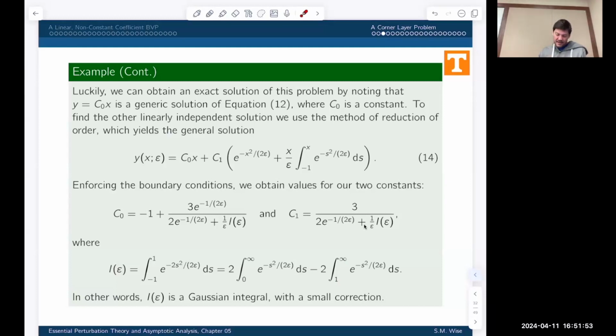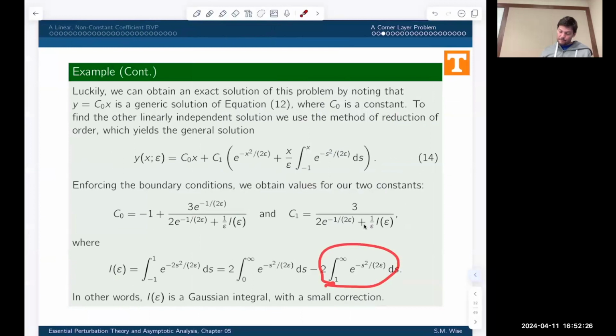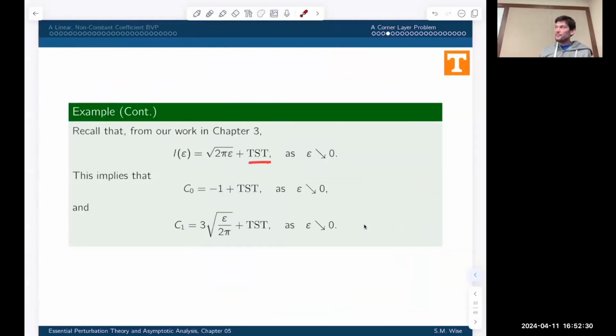In other words, this is a Gaussian integral with a small correction. How big was that small correction? Well, luckily, we did all that work in chapter 3, and we showed that this is a TST term. That's transcendentally small. We showed the Gaussian integral works out to be square root 2 pi epsilon quantity plus a TST term because this integral is TST. So that's our truly small correction. So remember when we're calling something asymptotically small, it's a process. That means it's transcendentally small as something goes to infinity or something goes to 0. And the something is epsilon going to 0.